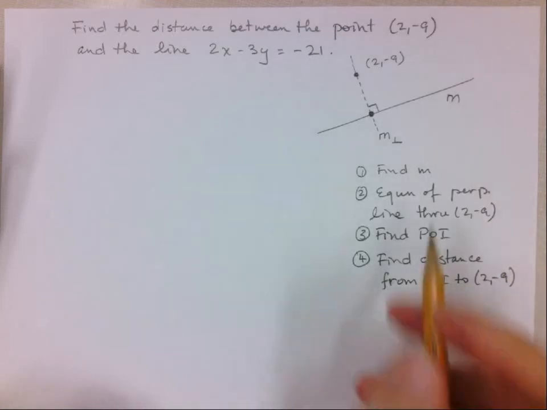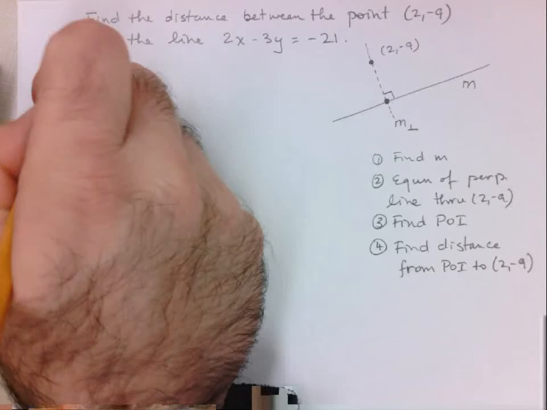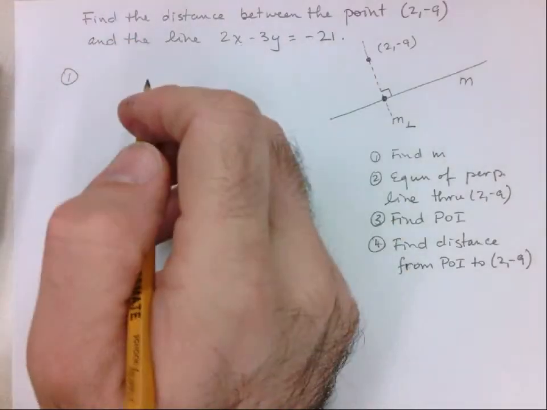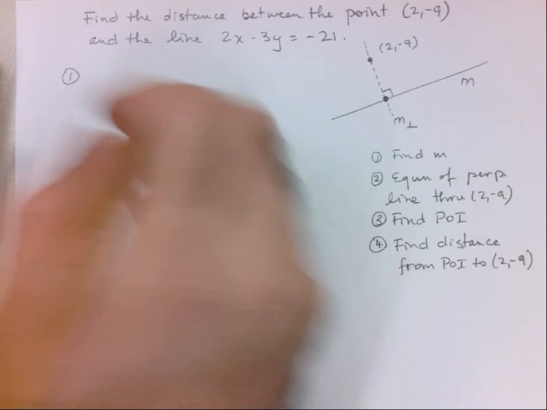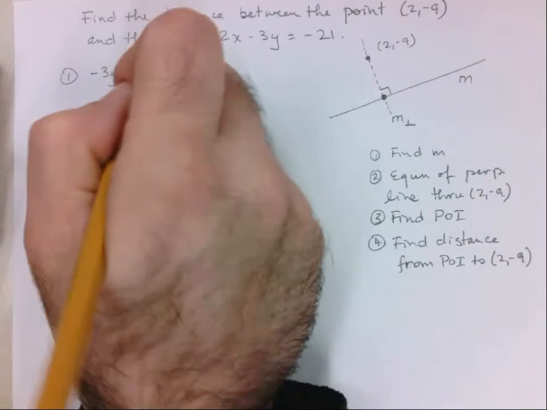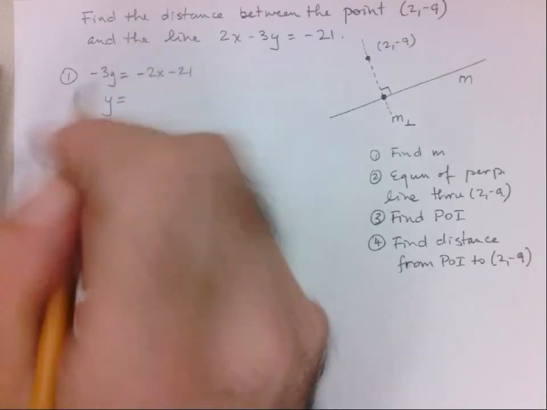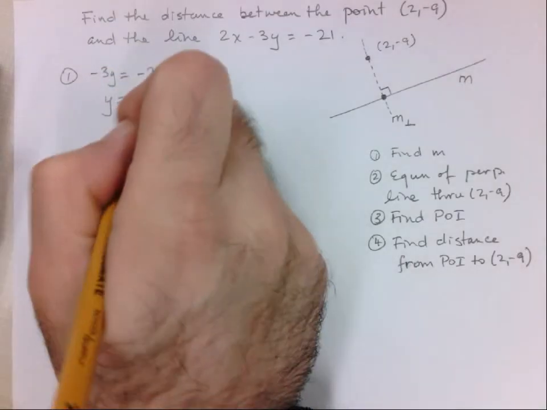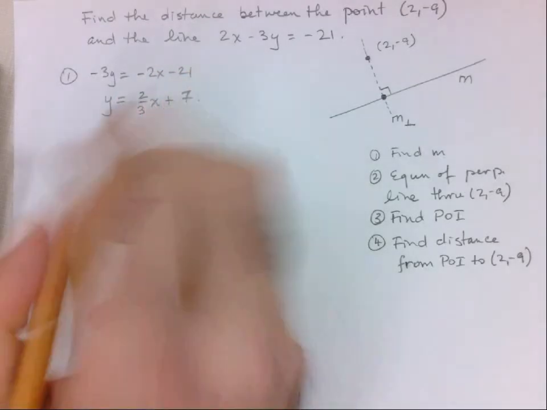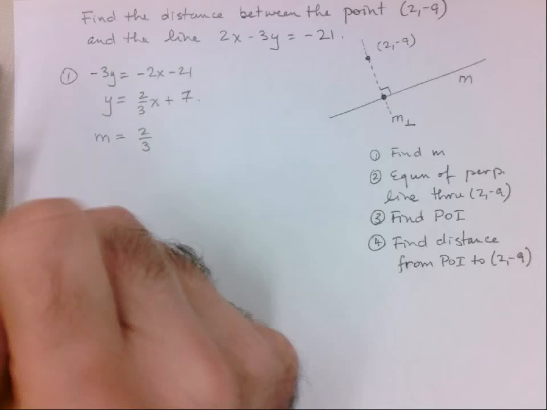Okay, so this is the plan. This is what I'm going to try to follow here. So let's go to step 1 and find the slope of the given line. I'll do that by rewriting it in slope-intercept form, so I'll solve for y. Negative 3y is equal to negative 2x minus 21. Divide both sides by negative 3, and I'm left with 2/3 x plus 7. So the slope of this line is 2/3.